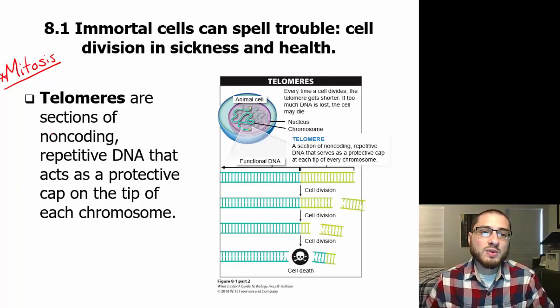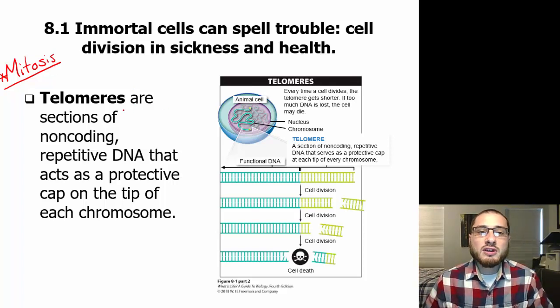So mitosis is what we're talking about this week, and then next week we'll talk about meiosis, kind of to compare and contrast the two. Now, immortal cells can spell trouble. Cell division is in sickness and in health. So when you have these immortal cells, that's not necessarily a good thing. You think immortal, living forever, it can be issues.